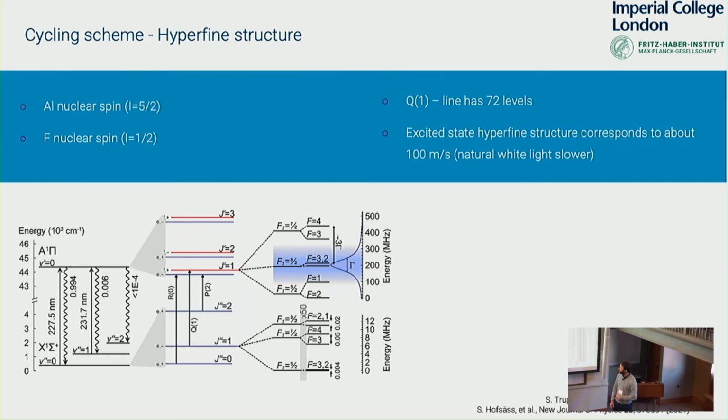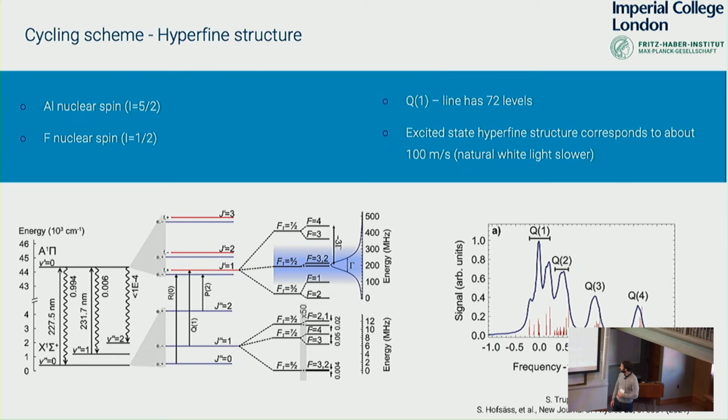Then a quick note about the hyperfine structure. Aluminium has a spin of 5 halves, so that leads to a splitting of this J equals 1 state into this triplet here. Then we've got the fluorine spin that splits each of these F1 states into 2 again. So we have 6 states here with a total of 36 Zeeman sublevels. The ground state is not resolved. It's only about 12 megahertz. That's important, maybe remember that. The excited state is about 6 gamma.